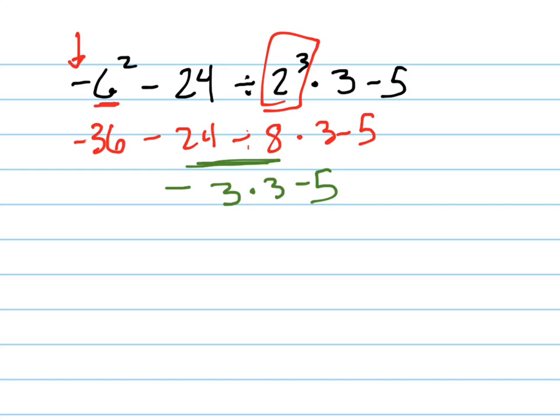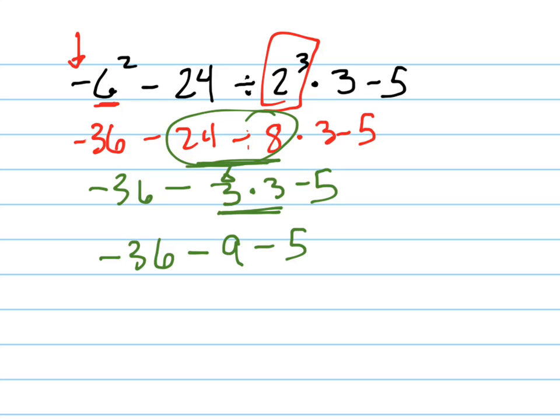See how I had to do that first? -36 minus, that became 3, and now I have to do this right here, which, notice that's a -3 times 3, which is -9. Just do one step at a time. Operations are binary, so do one of them at a time. Now go left to right, adding and subtracting. What's -36 minus 9? Negative 45 minus 5 is negative 50.